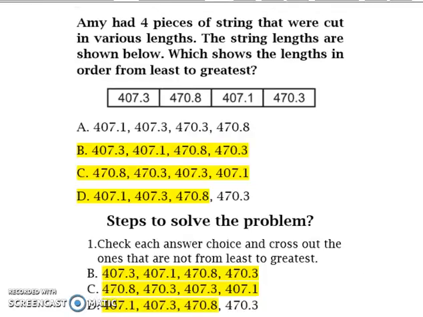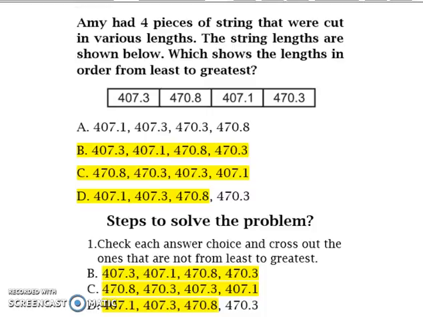So looking at our answer choices, let's see what answer choices we are able to cross out because it isn't going from least to greatest. Okay, we see that A starts with 407.1, it gradually goes up, 407.3, 470.3, and then 470.8. Okay, we'll leave that one there.